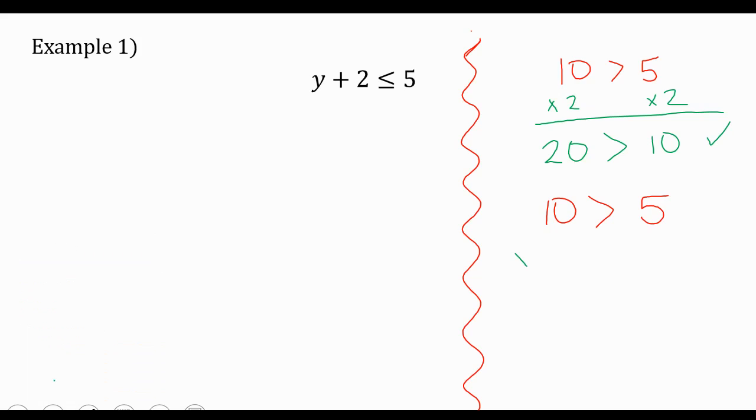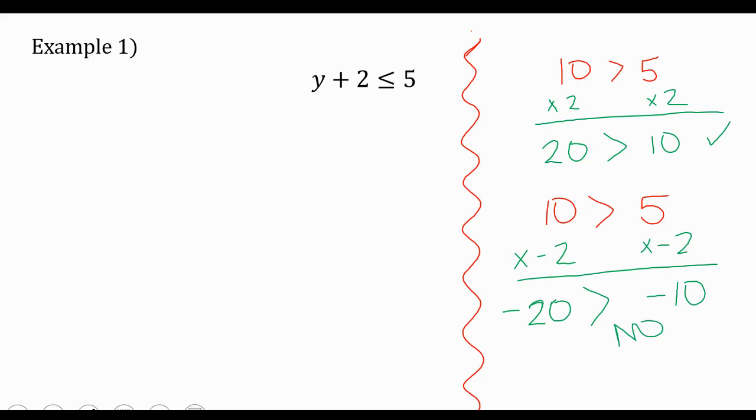And let's multiply by -2 and see what we get. 10 times -2 is -20. 5 times -2 is -10. So now, is this true? If we were to bring this inequality sign down, is this true? Is -20 greater than -10? And the answer to that is no.